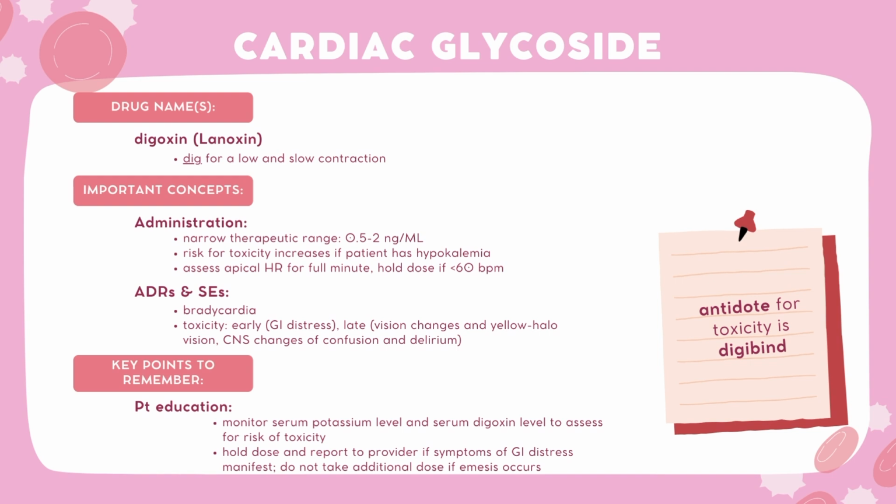Digoxin toxicity is a major concern, as this med has a narrow therapeutic range of 0.5 to 2 nanograms per milliliter. Early signs of toxicity manifest as GI distress, progressing to visual changes such as blurred and yellow halo-tinted vision, and then on to CNS changes such as confusion and delirium. The antidote for digoxin toxicity is Digibind.